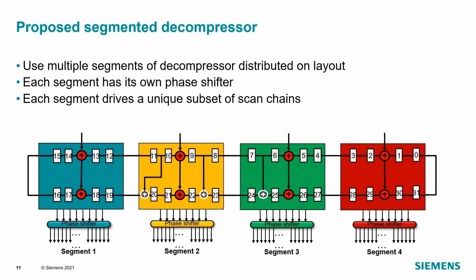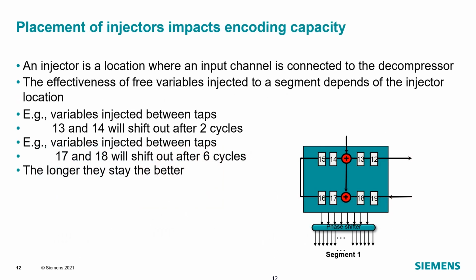The distribution of input channels to the segments and the location of the injector XOR gates is the key to the efficiency of the decompressor, and this is also the main problem solved in this paper. The input channels inject data into the ring generator through XOR gates, called injectors. The effectiveness of the variables injected from input channels to a segment depends on where they are injected and how many cycles they remain in the segment before they leave it.